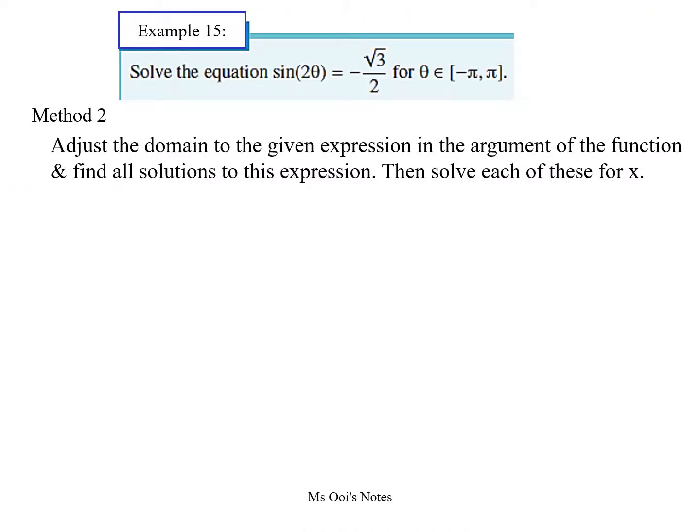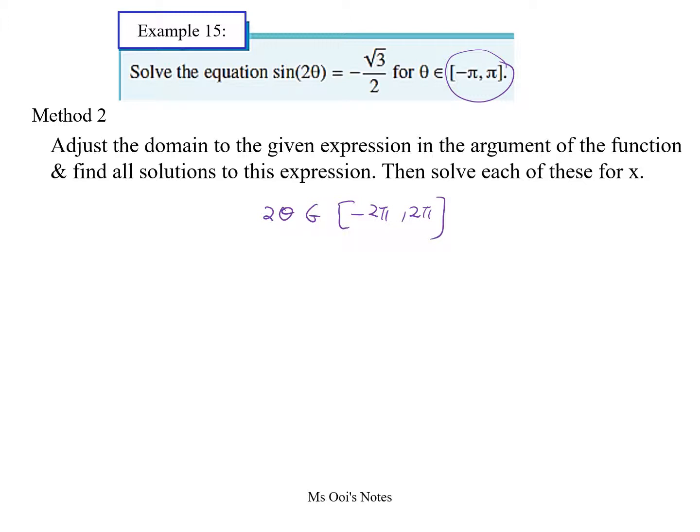Next, same question, but we're going to look at the second method. So in the second method, I adjust that domain. So that's theta lies between that. So I'm going to adjust that to 2 theta. So that will become negative 2 pi to 2 pi. Okay, this method can be easy, but it can be more complex if that involves translations and so on. All right, so I adjust the domain.